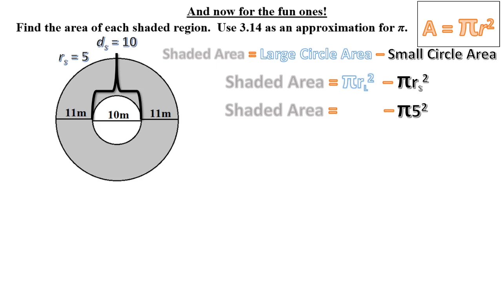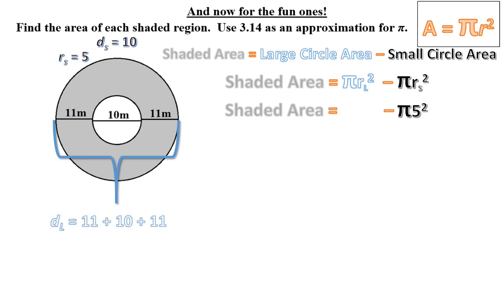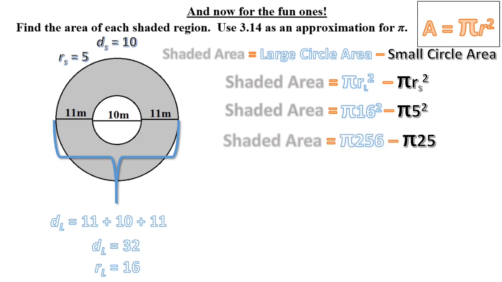The big circle diameter is the entire way across, which is actually all three of those combined. It's 11 plus 10 plus 11. So that would be 32 when you add all three of them up. That's our diameter for the large circle. So I have to do half of that to get the radius of the large circle. That would be 16 for the radius. Once I have that, I can plug it in for the radius of my big circle. So I'm just going to do pi times 16 squared minus pi times 5 squared. Now 16 squared is 256, and 5 squared is 25. So I have 256 pi minus 25 pi.